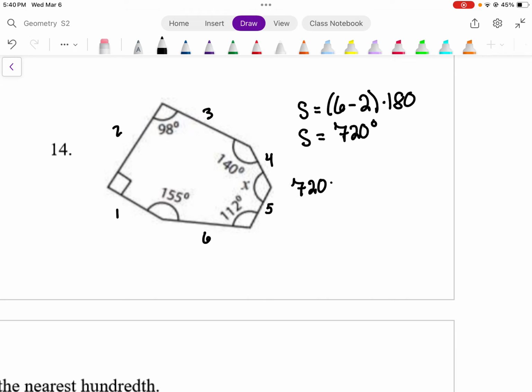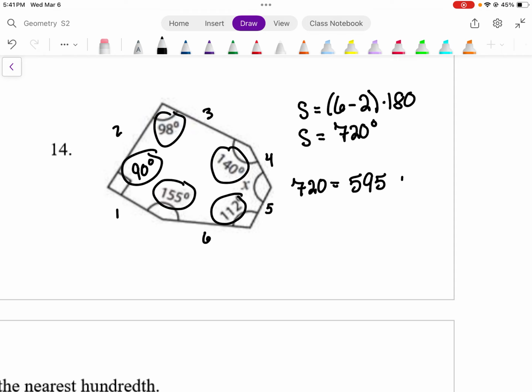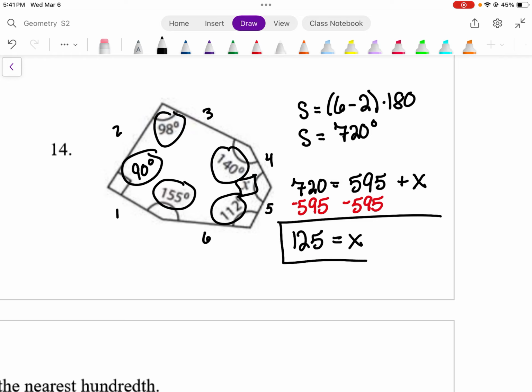Now that we know what they all have to add up to equal, we're going to go ahead and add them together. In this one, you want to be careful that you don't forget this angle that's 90 degrees in the corner. So if we take 98 plus 90 plus 155 plus 140 plus 112, that should come to 595, and then we have one x term. So we'll subtract 595 on each side, and that will come out to 125 is equal to x.